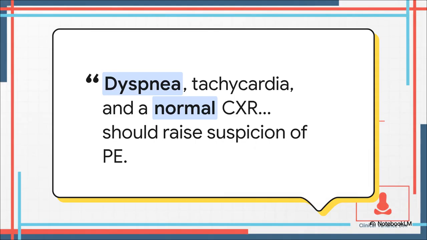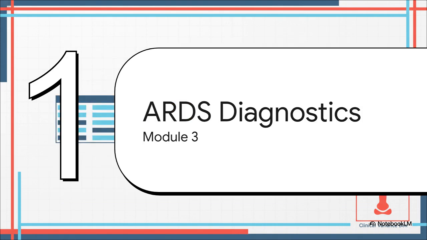Now here's a massive clinical trap. A normal chest x-ray in a highly symptomatic bedridden patient, it absolutely does not rule out pathology. In fact, it pretty much confirms your suspicion of a ventilation-perfusion mismatch driven by a PE. Module 3, ARDS Diagnostics and Vent Mechanics.